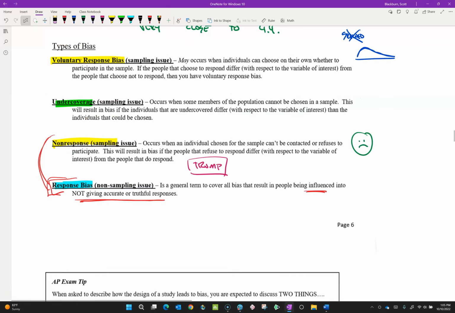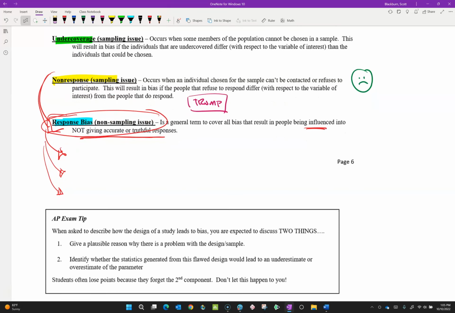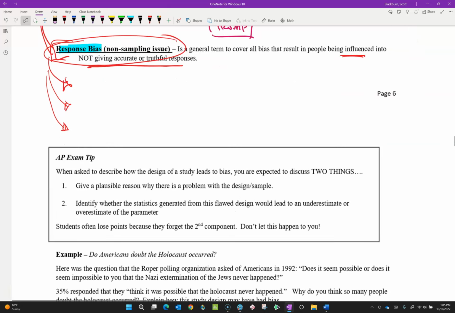But these are all big issues. This response bias is not a sampling issue. This is where the police officer asks you, were you speeding? Or the teacher asks you, did you cheat on your homework? Or your parents ask you, have you ever lied to me? Stuff like that, where you're like, oh yeah, I have, but I'm not gonna answer it truthfully.